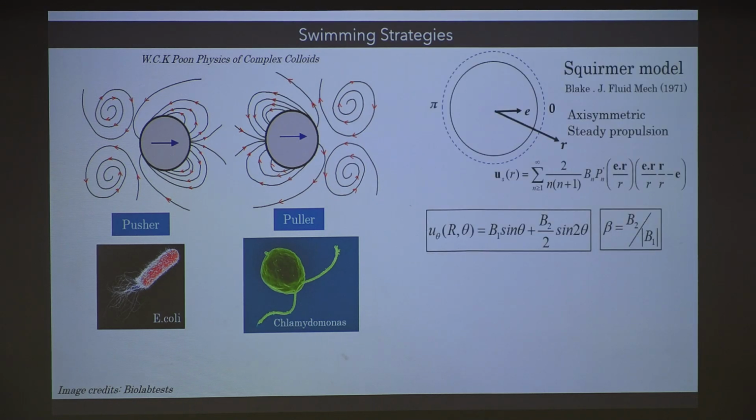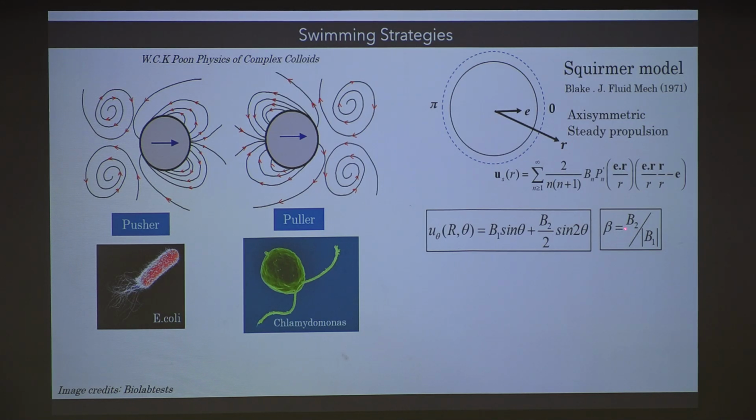In 1971, Blake and co-workers proposed that the surrounding flow field of a swimmer can be modeled as a simple squirmer, where we assume the squirmer to be a two-dimensional object generating an axisymmetric flow field, and the surrounding flow field was proposed like this. If we apply certain modifications and ignore higher order terms, we get the surface flow field to be like this.